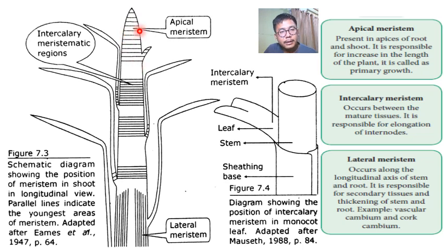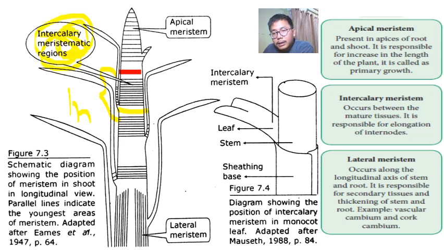To increase the height or the length of the plants, apical meristem is needed by the plants, and they are present at the tips of the plants. The second one, intercalary meristem region, occurs between the mature tissue, and it is responsible for the elongation of internodes. Internodes mean, suppose there is one node and here we have another node, and this distance between two nodes is called internodes. So in order to increase the internodes, the plants need intercalary meristem.